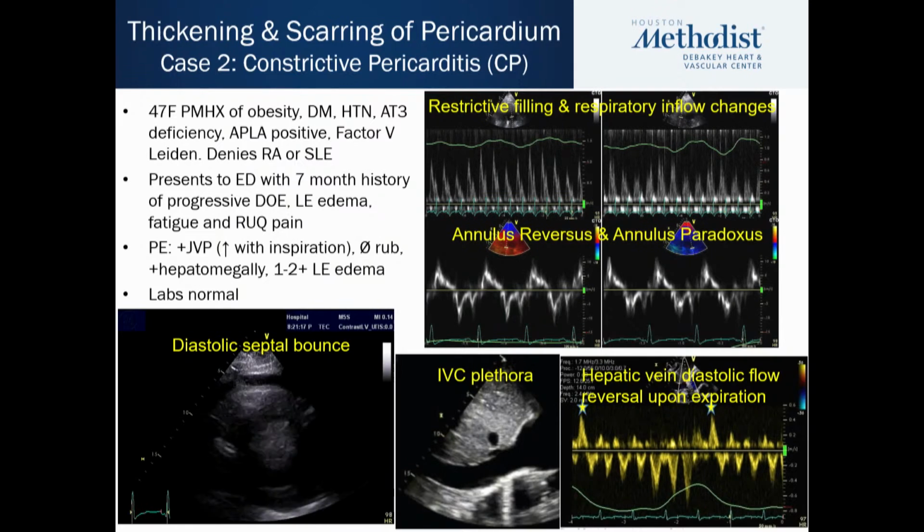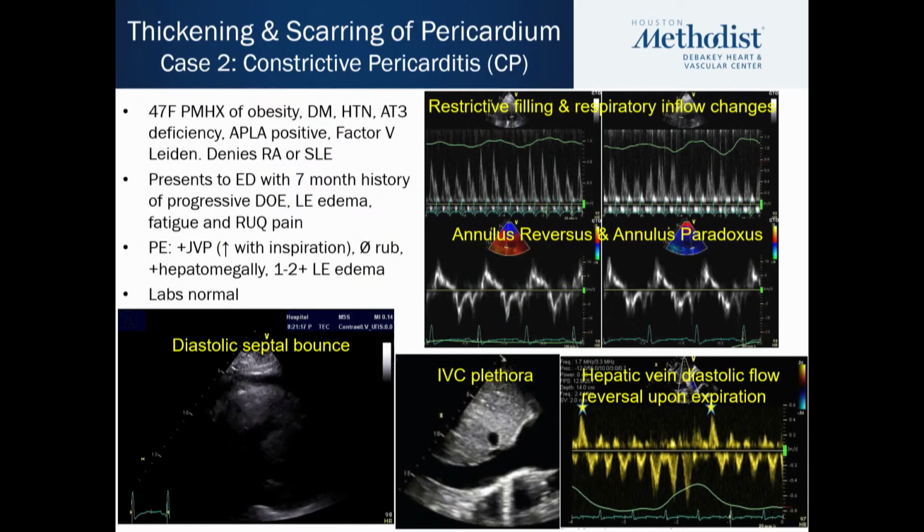Labs really were uneventful. And if you look at some of the echo images, these are a lot of the features that Dr. Malahfji mentioned, showed us very nicely in a lot of his images. You see a diastolic septal bounce. You see restrictive filling pattern and respiratory inflow changes across the mitral and tricuspid valves. You see evidence of annulus reversus, where the septal E' is larger than the lateral E', and you see evidence of annulus paradoxus, where the filling pressure is actually related to the inverse of the E to E'.